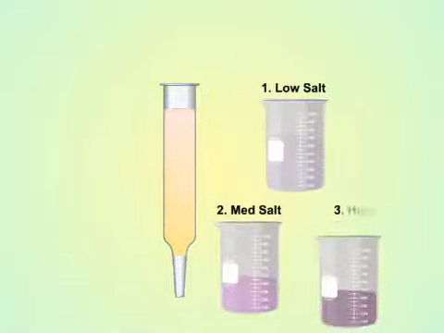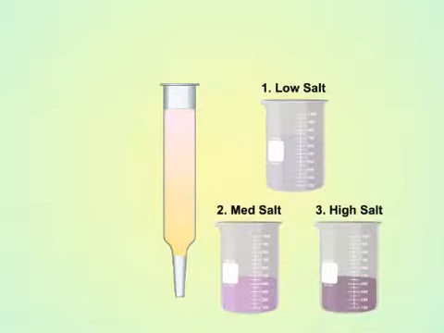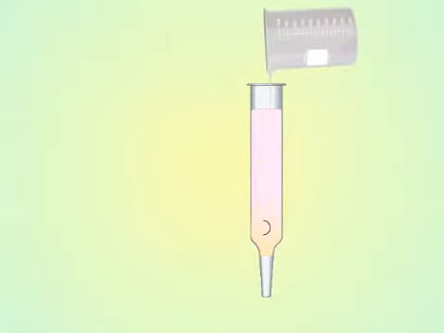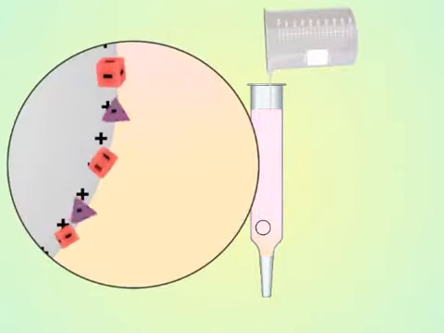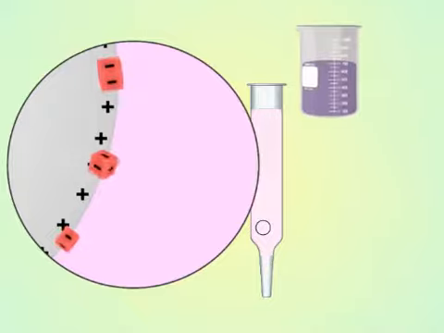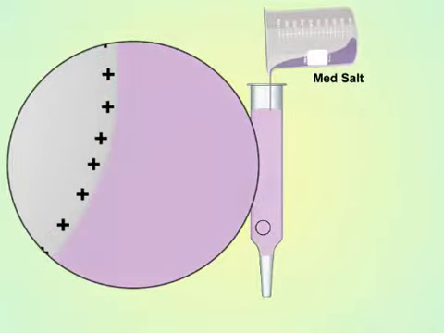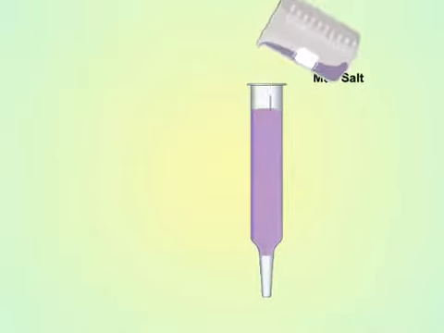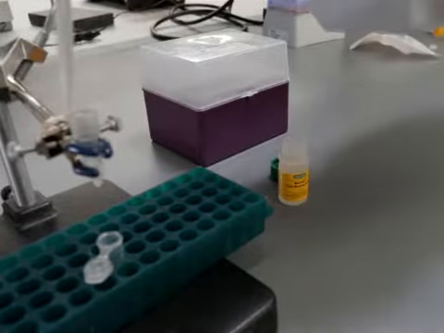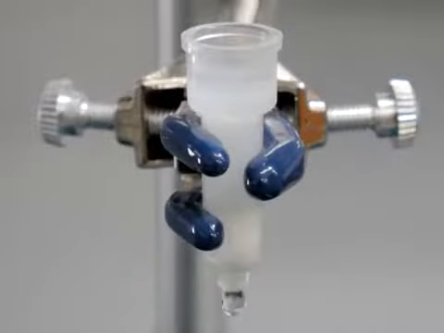This is accomplished either by using a salt gradient, where the salt concentration is gradually increased, or using a high salt elution buffer. Molecules that are weakly bound will be eluted first, as the low salt will most easily disturb their ionic bonding to the resin. Compounds that are more strongly bound will elute with higher salt concentrations. Now that the basics of ion exchange chromatography have been outlined, let's take a look at its use in the separation of two proteins.